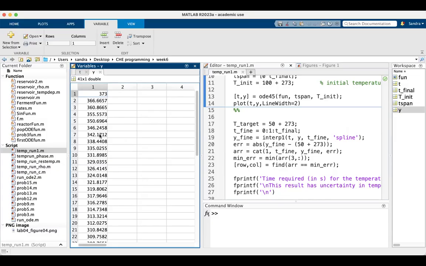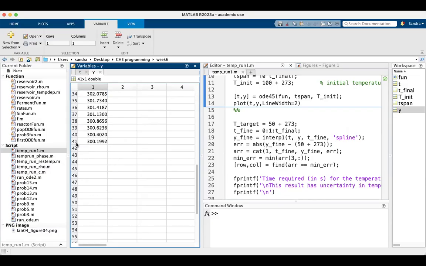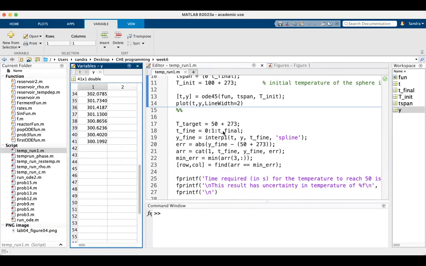Also, how many grid points are there? There are only 41 data points. So what will happen is you might have a temperature that is near 50, but not exactly 50. So now what do you do? The first thing you can do is, between these 41 points, generate some more points. Let's just interpolate and create some more points.